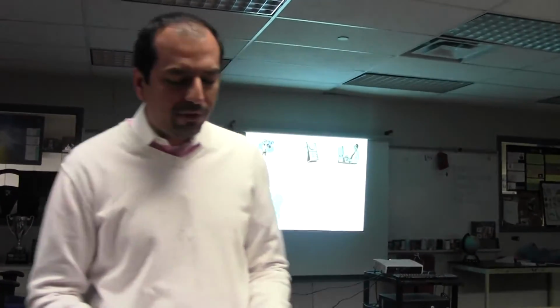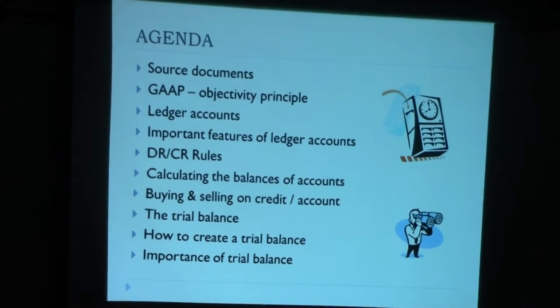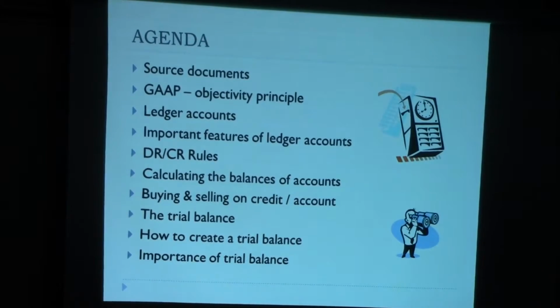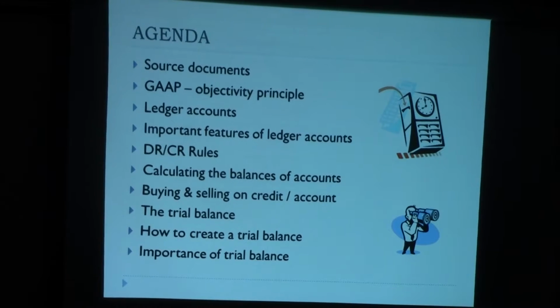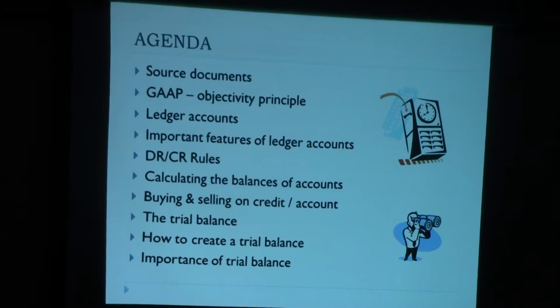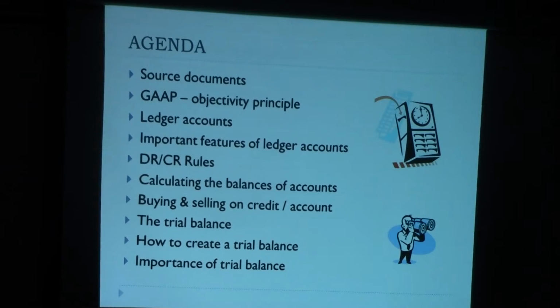So the agenda for today is as follows. You can see we're going to briefly discuss source documents. We're going to talk about the objectivity principle as one of the accounting principles, and move on to ledger accounts and important features of ledger accounts, and then of course the debit credit rules and some of the other things, and we will conclude with the importance of trial balance.